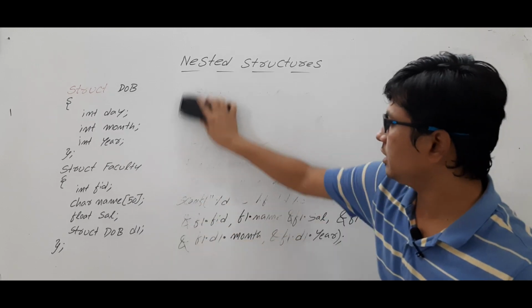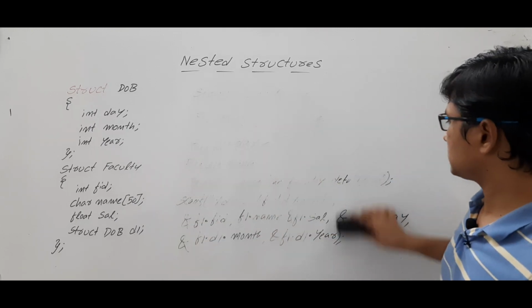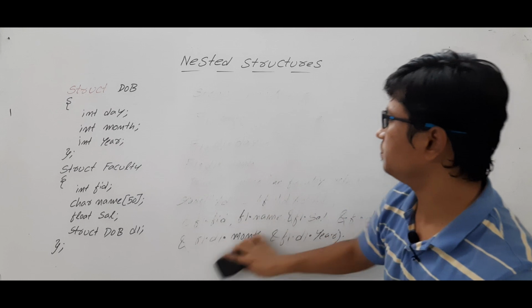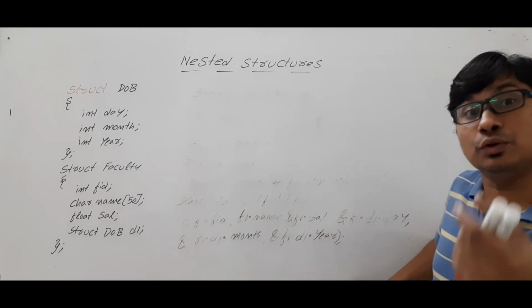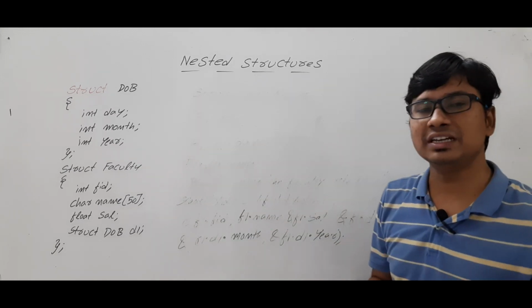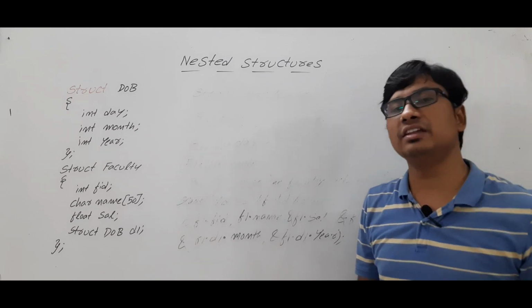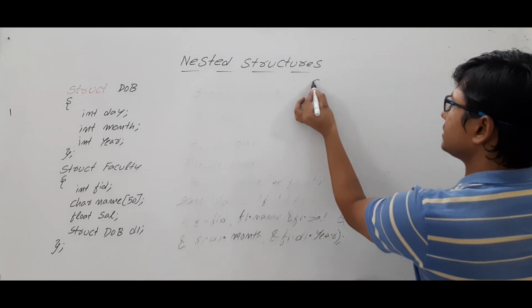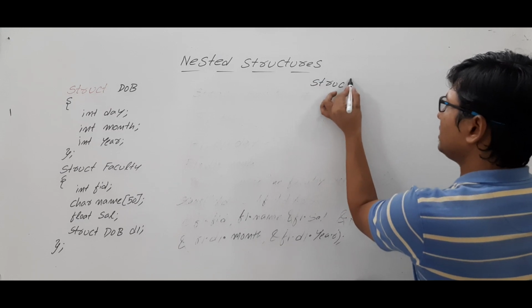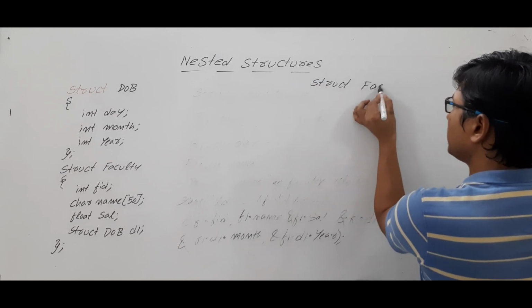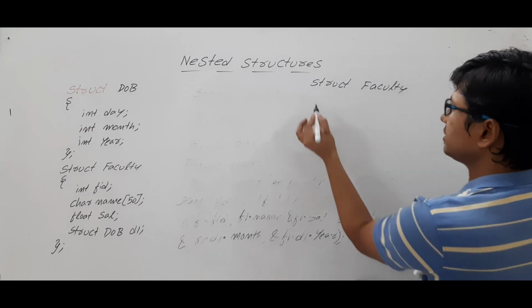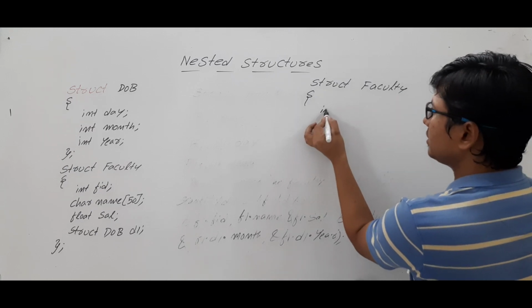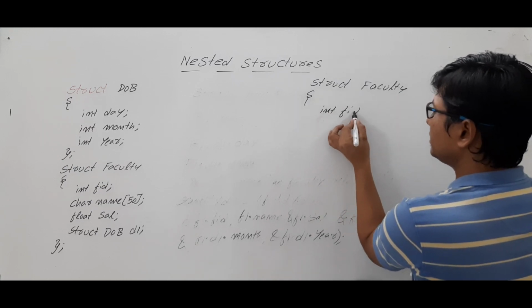Okay, we can represent the nested structures concept another way. Now let me discuss it so that it exactly looks like a nested structure, because you know that nested if means inside an if, another if will be there. Am I right? The same way I will represent. Take a structure called faculty. So struct faculty and then int faculty ID.